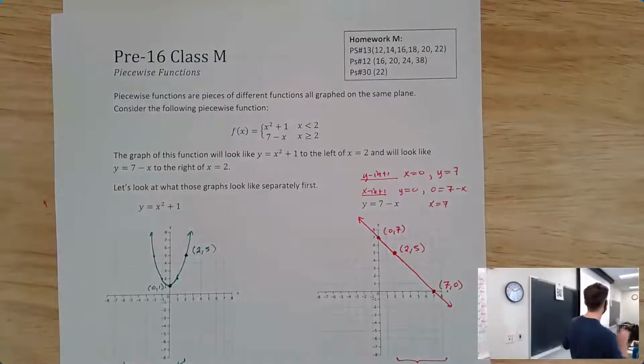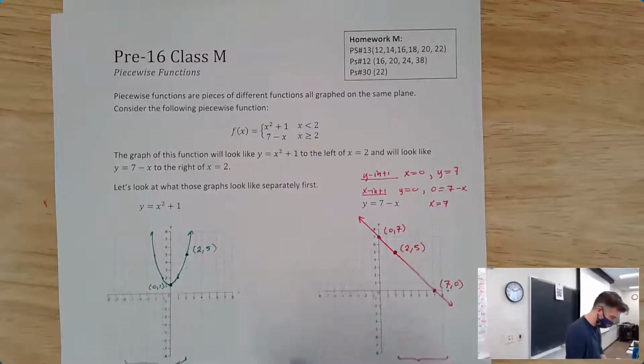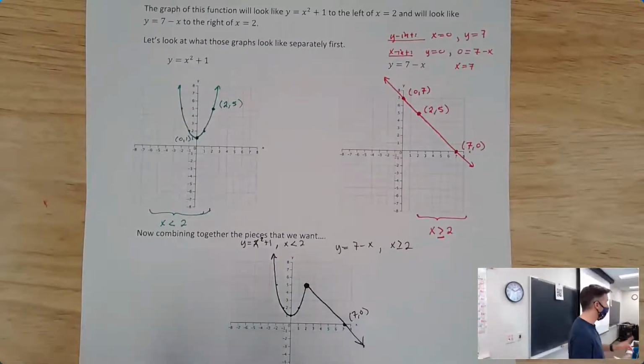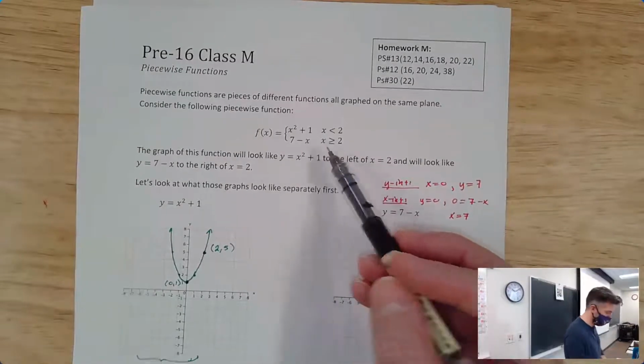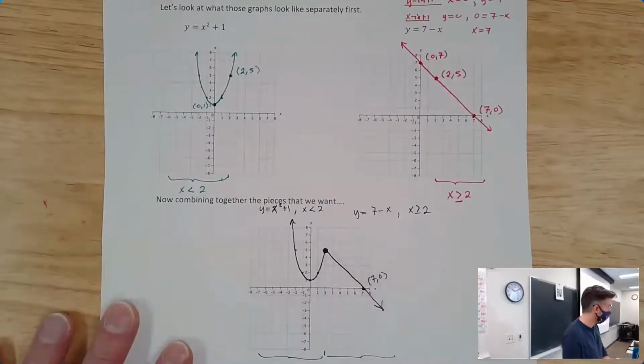You have a question, Willie? Yeah. So for the parabola, you only want the values that are less than 2. Yes, I want all the values when x is less than 2, right? So I want everything to the left of 2. And for the line, I want everything when x is bigger than or equal to 2. So I want everything that's to the right of 2.